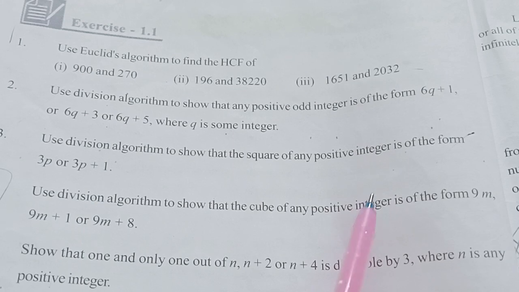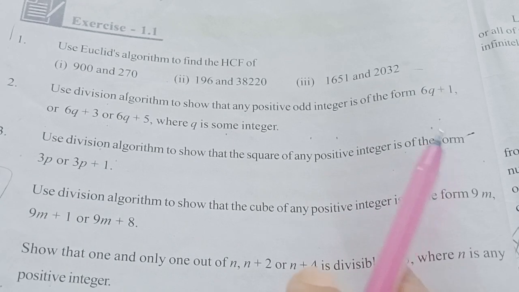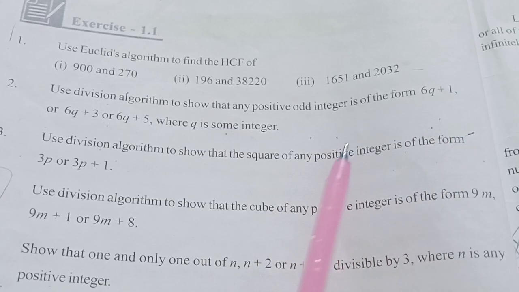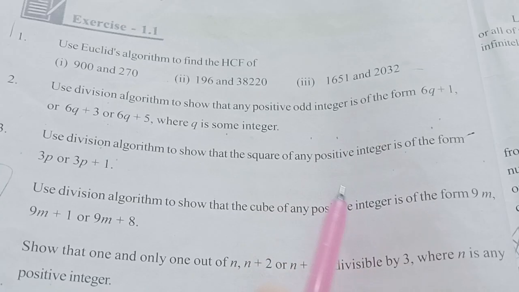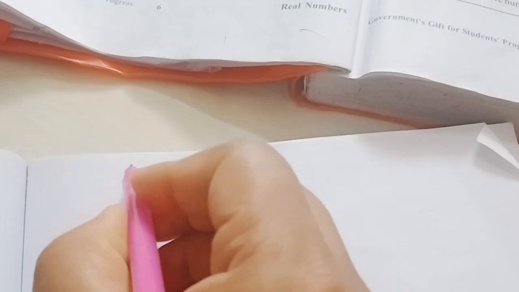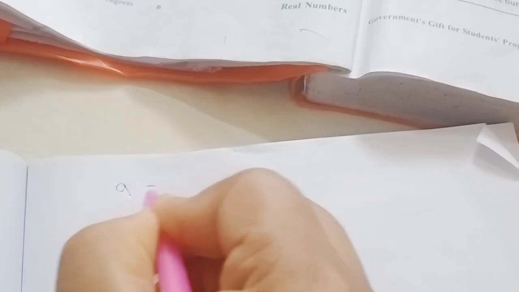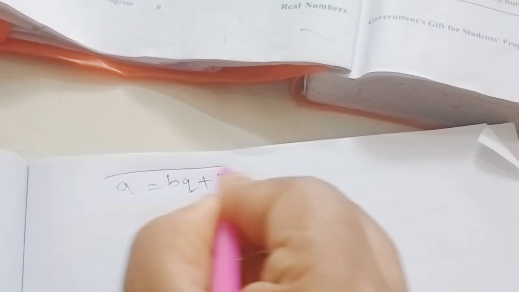Use division algorithm to show that any positive odd integer is of the form 6q plus 1 or 6q plus 3 or 6q plus 5, where q is some integer. So we can find this second question. First, what is given? Use division algorithm. So division algorithm means Euclid algorithm. What is the formula? a is equal to bq plus r.